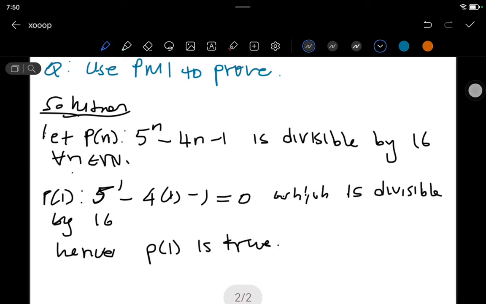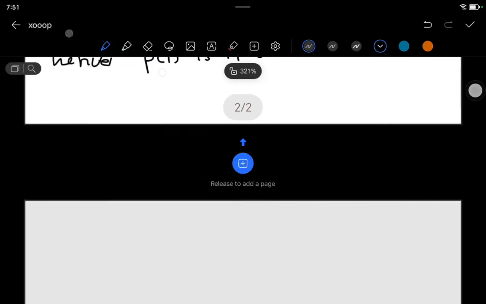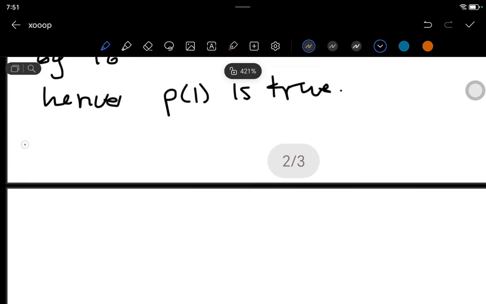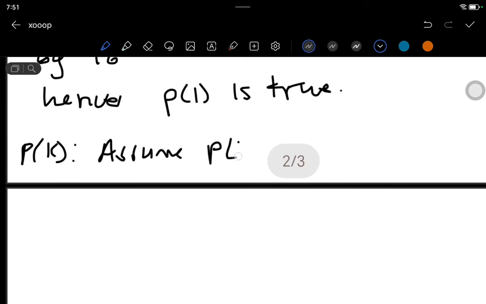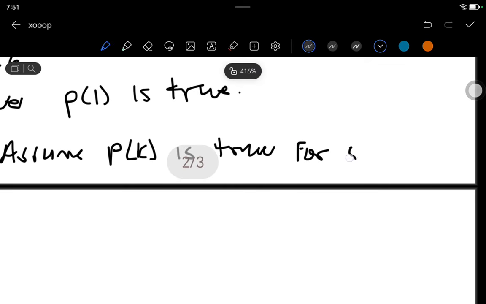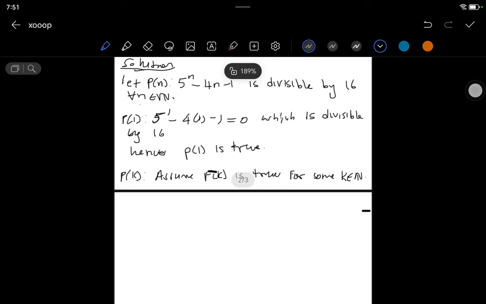So that was our aim. We were supposed to check if P of 1 is true. Next thing, we're going to assume for P of k that P of k is true. This is very important: you must specify that it is for some k element of a natural number. You're just replacing n by k. This is called the inductive hypothesis.